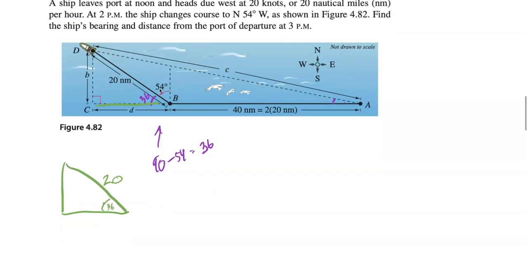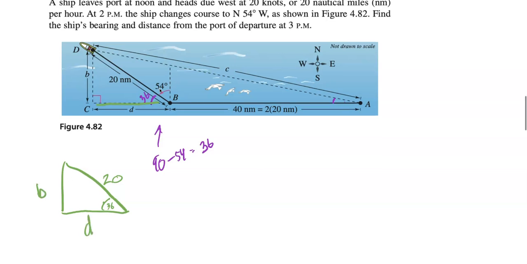To save you some time, I want to figure out what B and D are, and that's just going to be SOHCAHTOA. I'll set them up, but I'll mostly do the calculator off camera. So if I want to figure out what D is, this is cosine. Cosine of 36 equals D over 20. And to figure out what B is, I'm going to do sine. Or you can do Pythagorean theorem once you get that one. But we'll just set up sine of 36 equals B over 20.